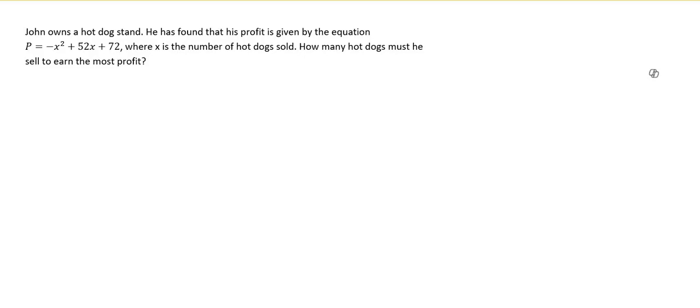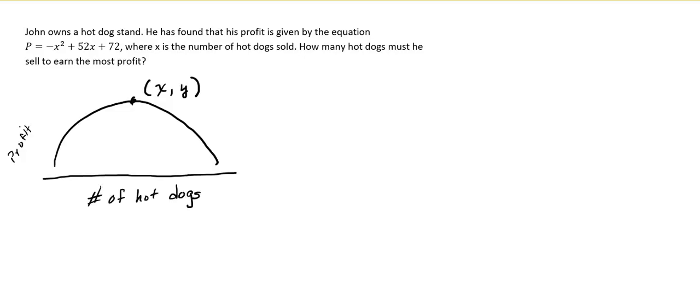First thing I want to do is to make a quick sketch. I have a parabola that's opening down, and I know it's opening down because of the leading coefficient here being negative. I could also put this in my calculator and graph it and see the shape of the parabola. My horizontal axis, X, represents the number of hot dogs, and my vertical axis is the profit. So this point, my vertex (X, Y), gives me the number of hot dogs that I have to sell to earn the most profit. So X is the number of hot dogs to earn the most profit.